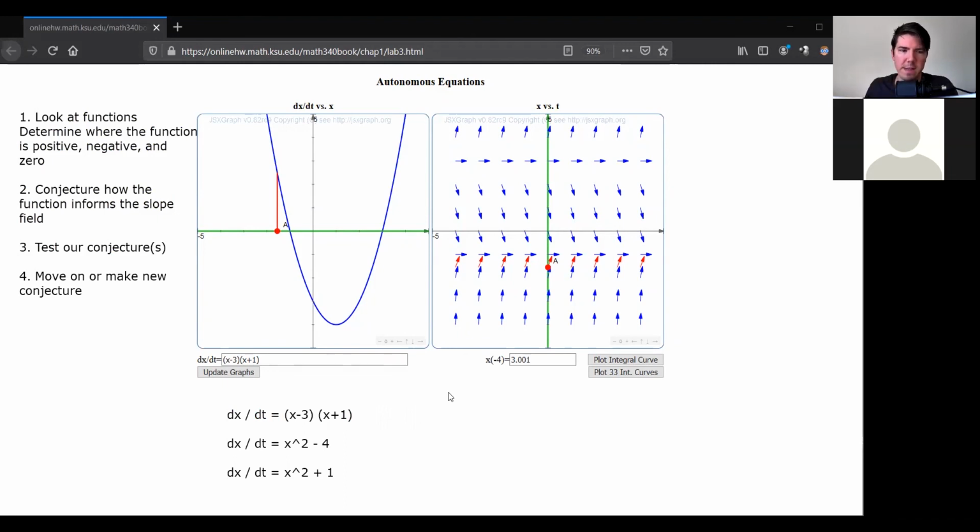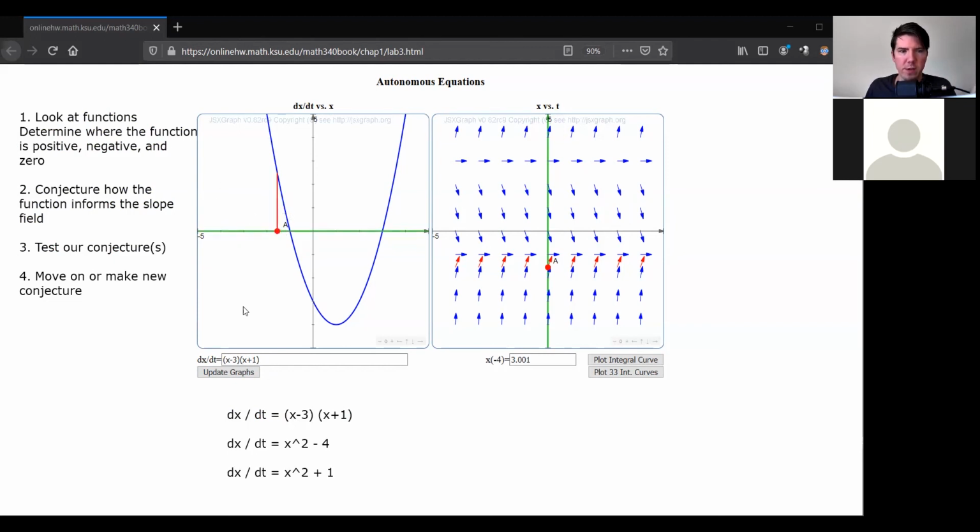So if we look at, let's say, dx/dt is equal to (x minus 3)(x plus 1), that's the function I have here. (x minus 3) times (x plus 1), that's a quadratic polynomial. So x squared plus yada yada. All quadratic polynomials are parabolas. Since it's x times x, and that's positive, we'll have an upward facing parabola.